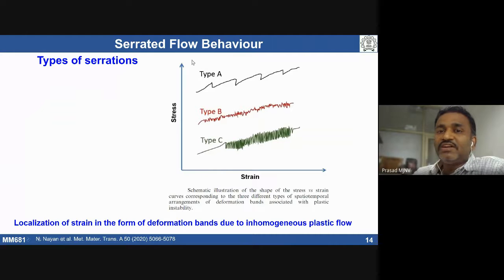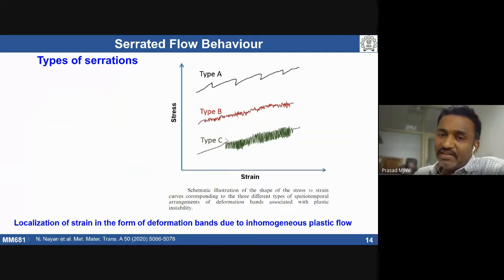This is basically related to locking-dislocation interaction, which happens periodically. Type A serrations can be seen. In type B serrations, large fluctuations can be seen. Discontinuous flow can happen within the deformation bands, and that can give you this type of serrations.